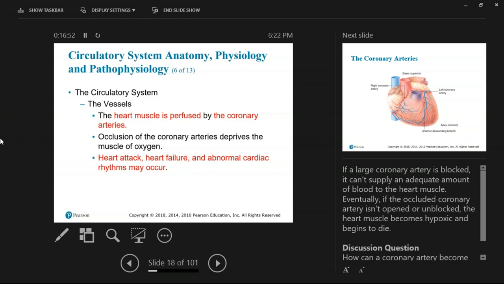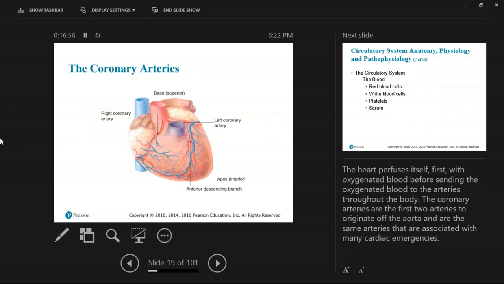And then abnormal cardiac rhythms can occur with a myocardial infarction. It's very common. Now, you're lucky you only need to know a couple of vessels. Now, you need to know the left coronary artery. It branches off the aorta. And then the branch that comes off the left coronary artery on the very front, or what we call the anterior portion of the heart, is the left anterior descending, LAD.